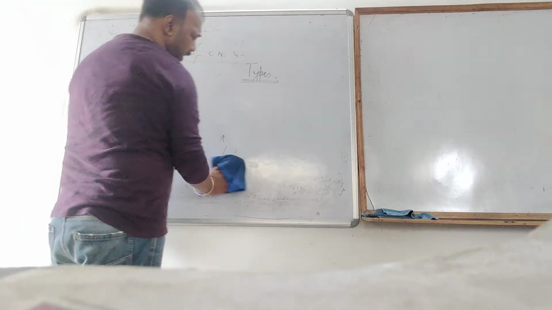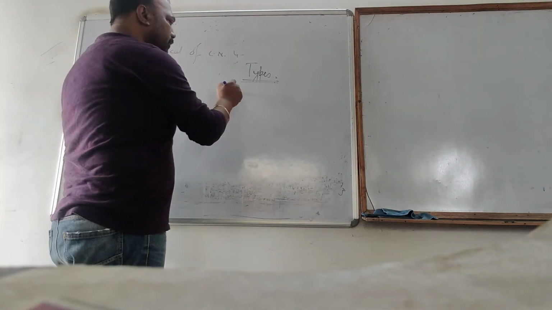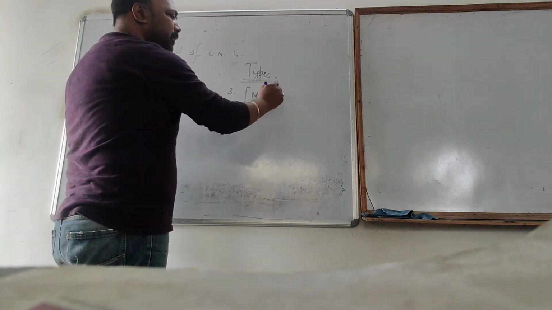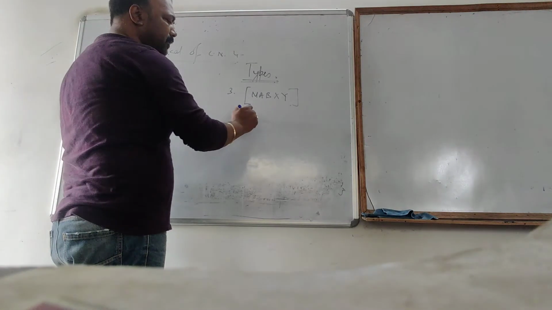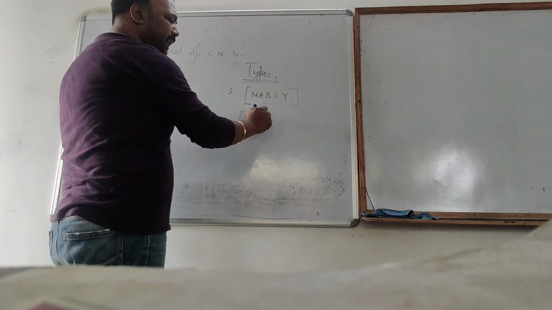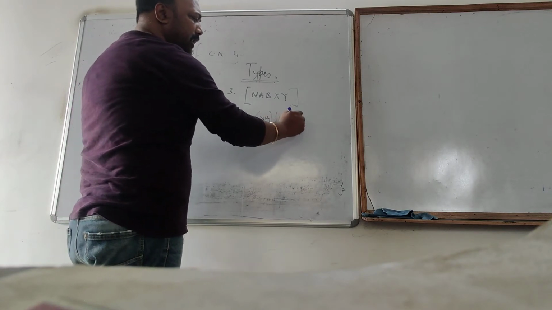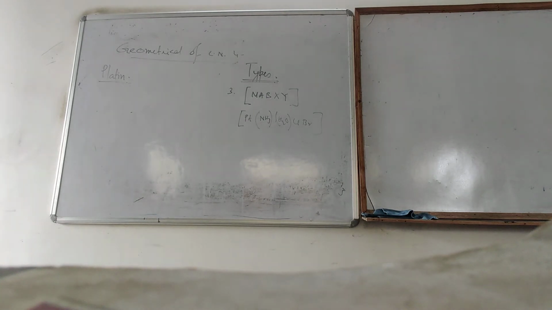Clear? Okay. The next one is the last type which shows geometrical isomerism. Again I am saying geometrical isomerism. The third type is M A B X Y type. For example, suppose Pt, I had written NH3, one NH3, one water, one Cl, one Br. Four different ligands, right? Yes, sir. Four different monodentate ligands. I said it will show geometrical isomerism.